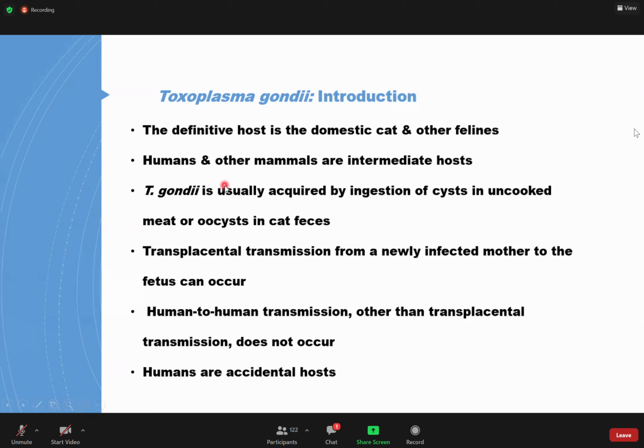So we start with Toxoplasma gondii. Some people also call it Toxoplasma gondii. So I guess that's the American way. You can take your pick as long as you get the spelling right.